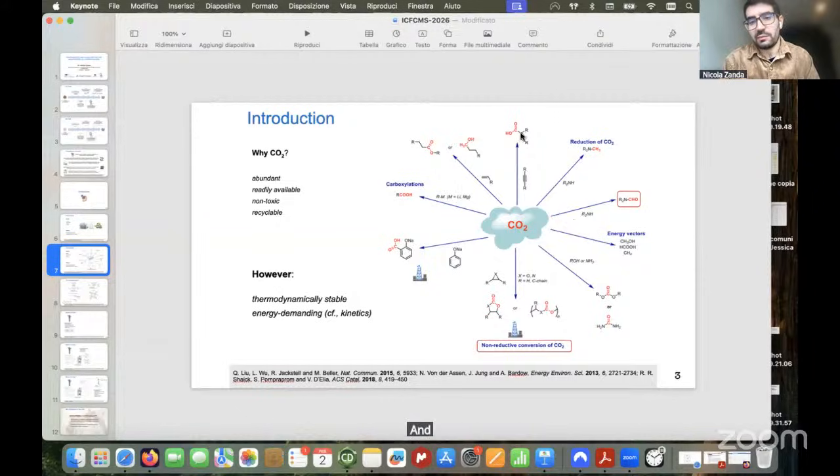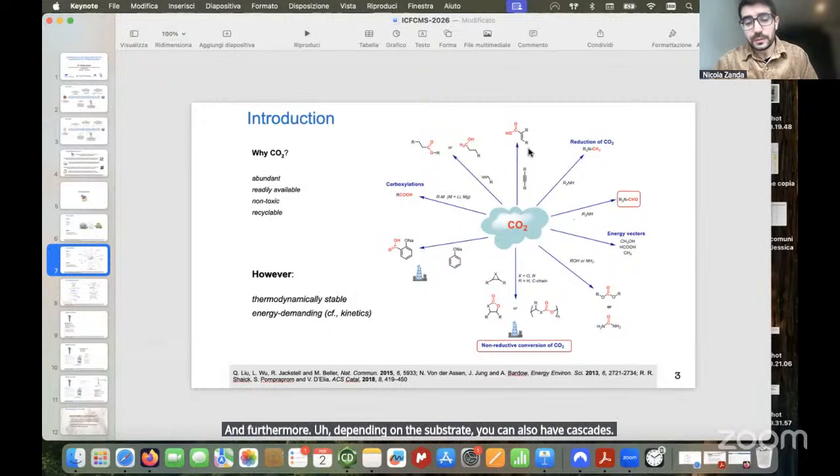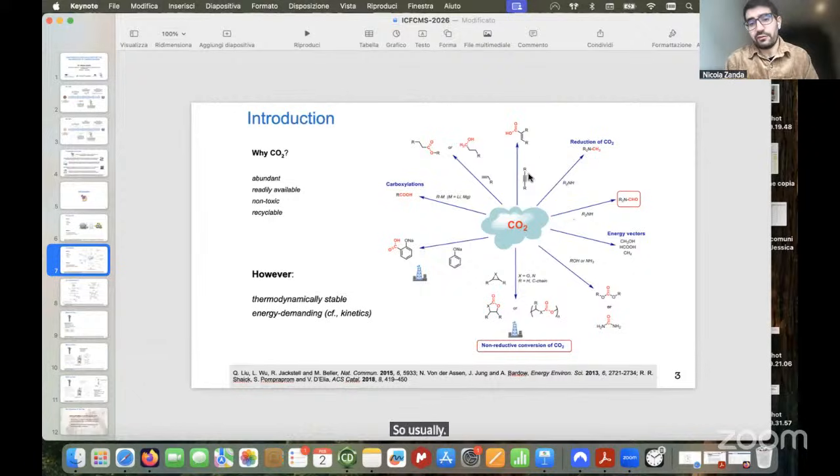And actually, this is not limited to the carboxylation, because if the molecule is functionalized in a different way, then you can also have a cyclization event. Furthermore, depending on the substrates, you can also have cascades. Usually, for example, if you have a carbonate nearby a double bond, then you can easily functionalize it afterwards. So this increases the scope of all the transformations.